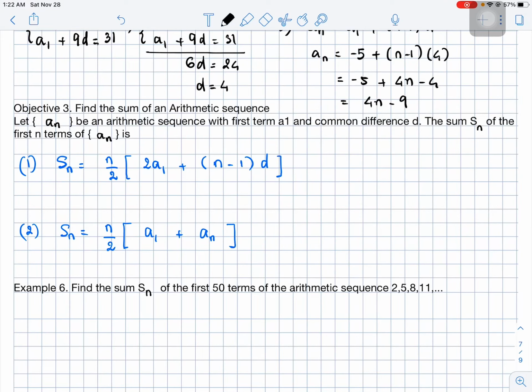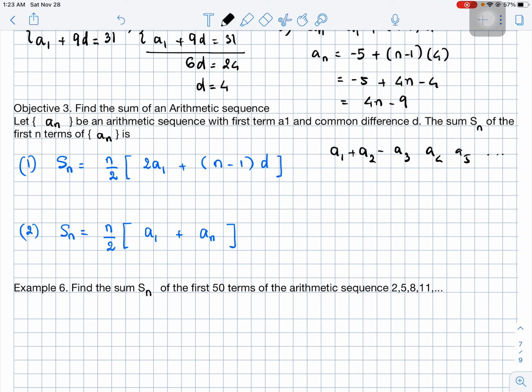Objective number 3. Find the sum of an arithmetic sequence. We have two formulas, and we look at the sequence A1, A2, A3, A4, A5, and so on. So let's assume that we have the arithmetic sequence.